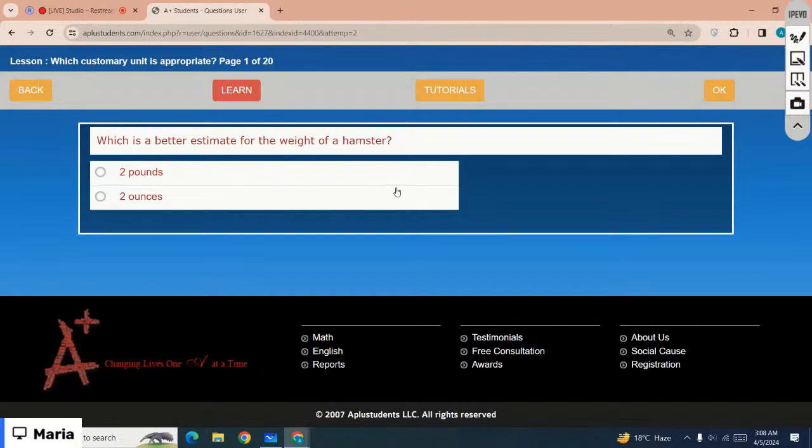That would be 2 pounds, right? Because ounces is too little. So the weight of the hamster would be 2 pounds, right? That is a comparison between the pounds and the ounces. Ounces is a smaller unit, pounds is a bigger one, right? So that would be 2 ounces. The correct option is 2 pounds.